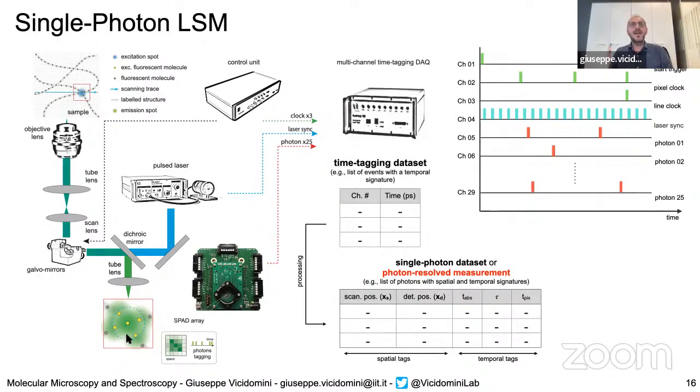Then I can tell you where the photon arrived in the image plane, which is something that before was completely lost. Now I tell you where the photon arrived: what we call scanning position and detection position.